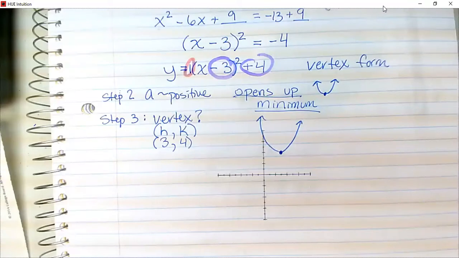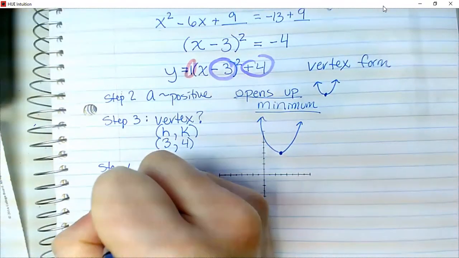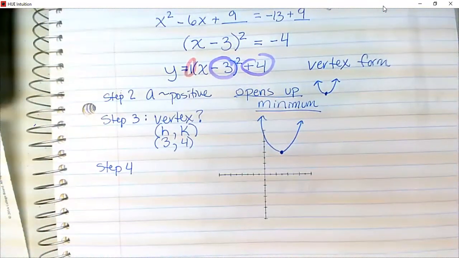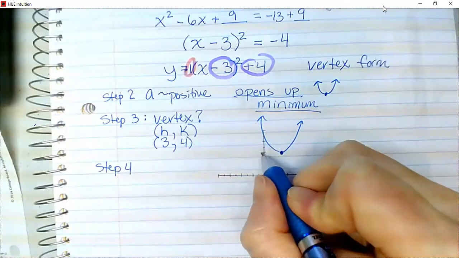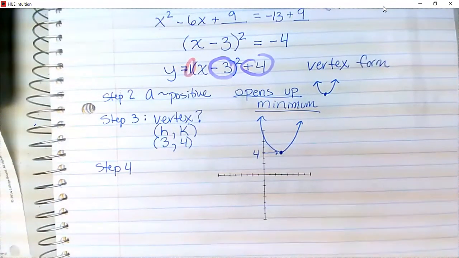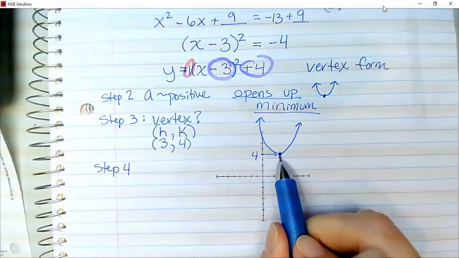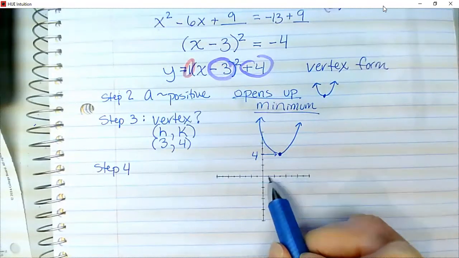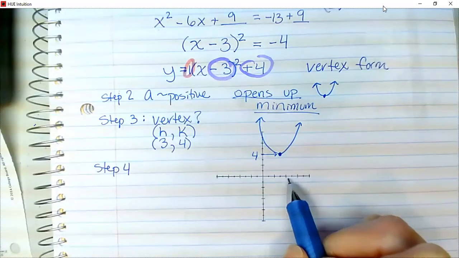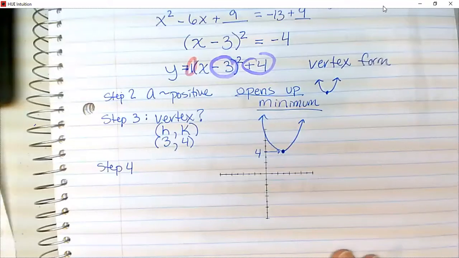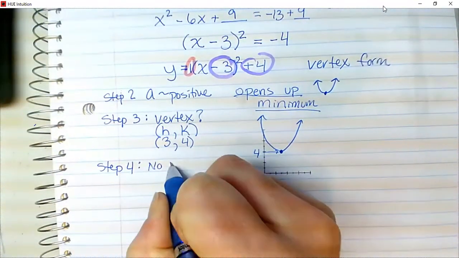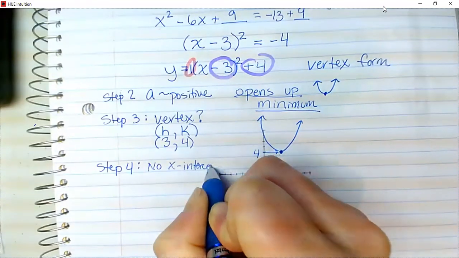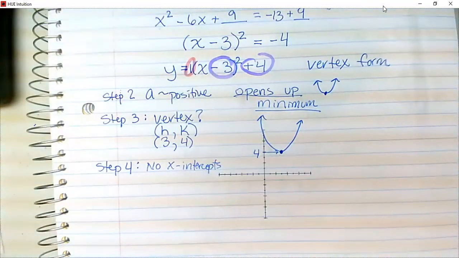Okay, and I wanted to show you this because look at step 4. What is step 4 asking us to do? It's telling us to determine the number of x-intercepts, okay? Well, folks, look, this is 4 right here on the y-axis. If the minimum value is at 4, how many times does this quadratic touch the x-axis? None. It's not going to touch it at all, right? So determine the number of x-intercepts. Well, there are no x-intercepts, okay? There aren't any for this one, okay?